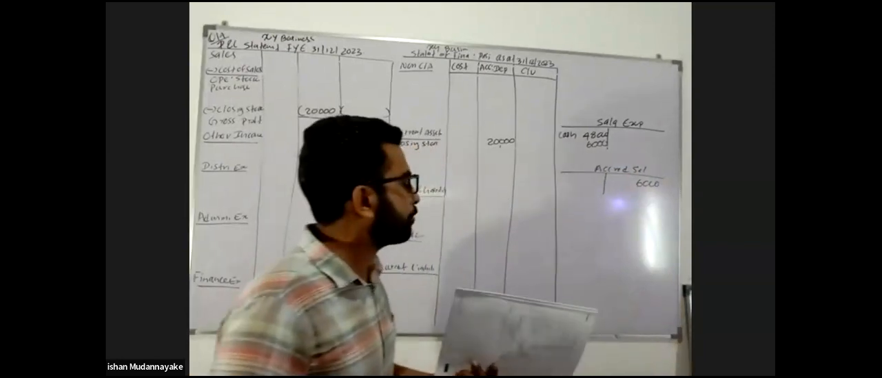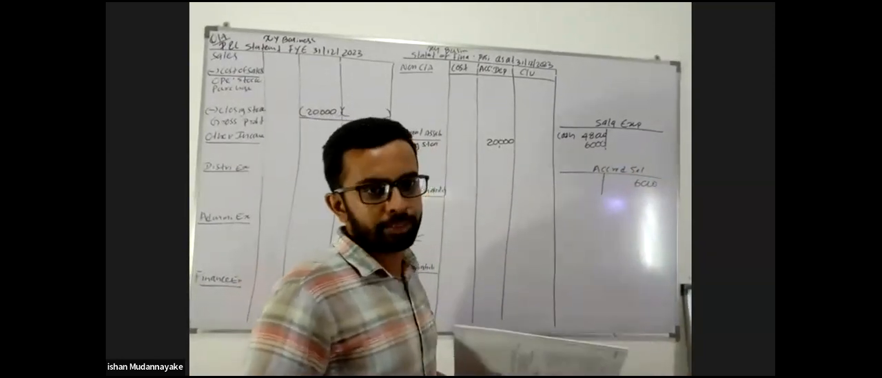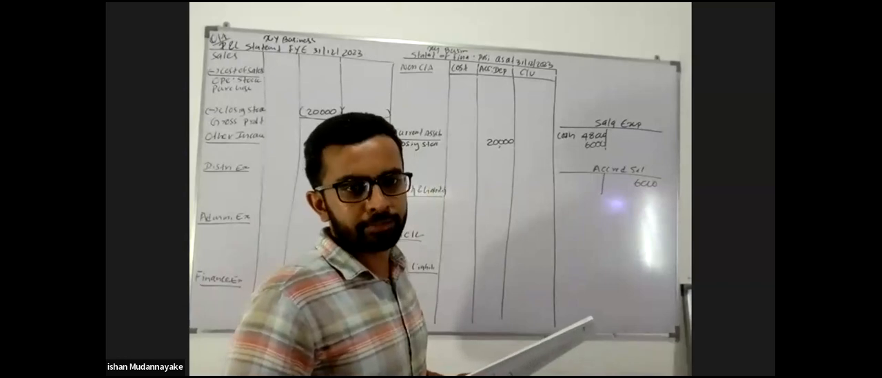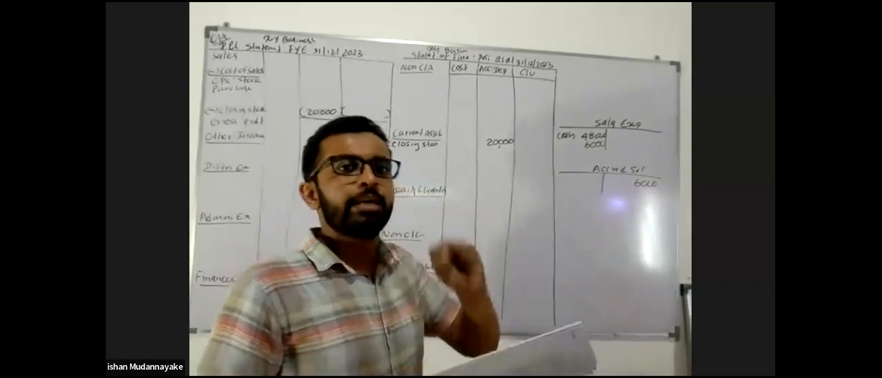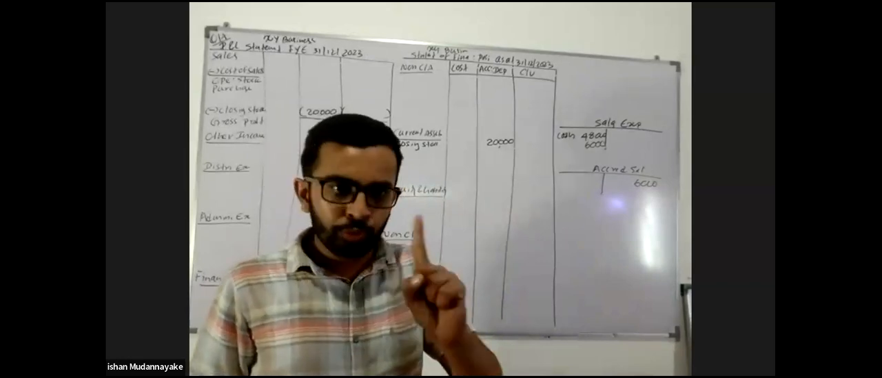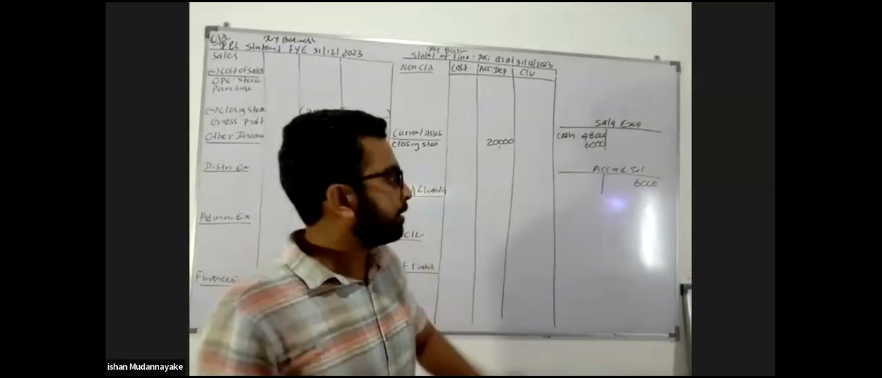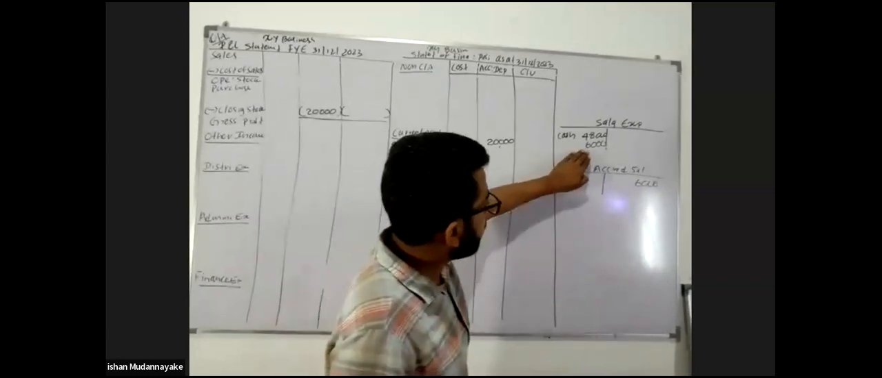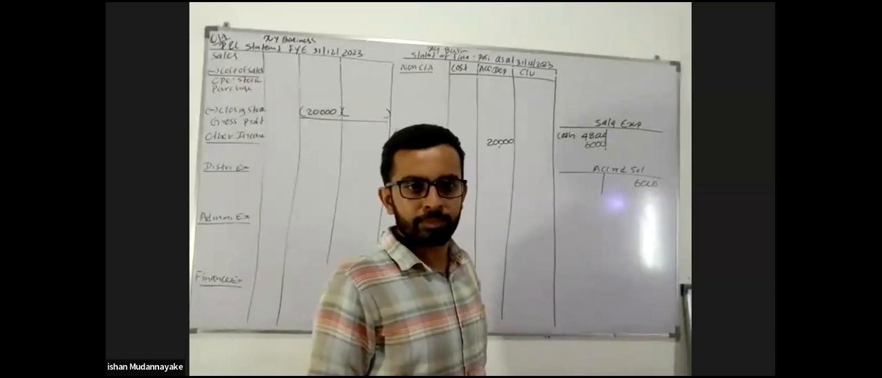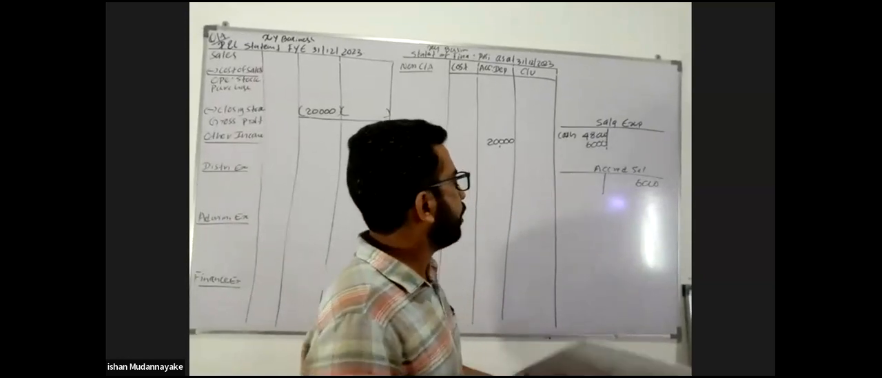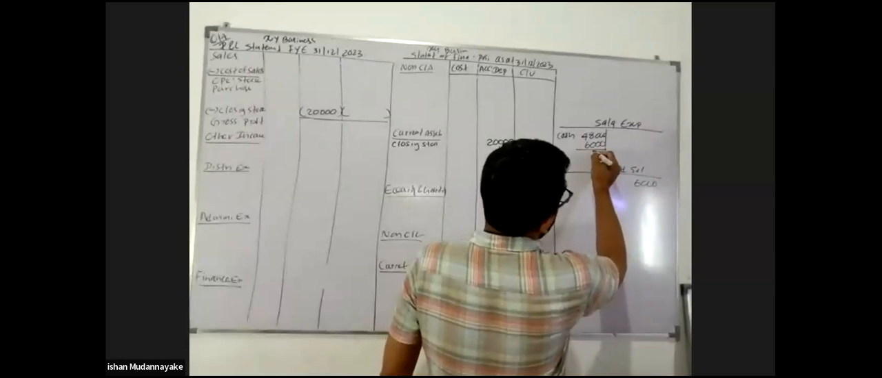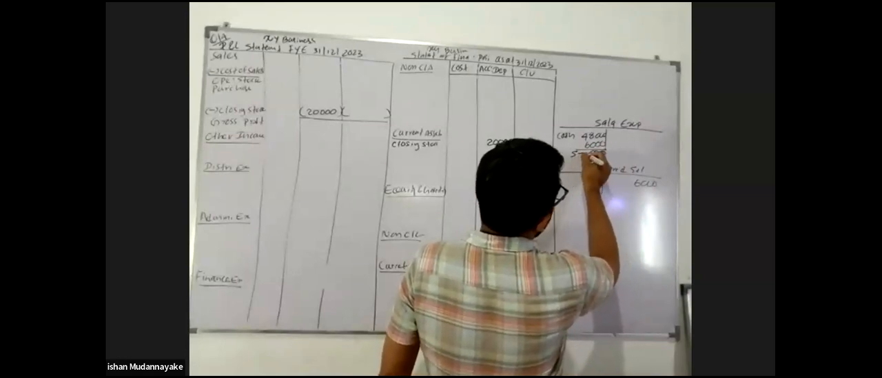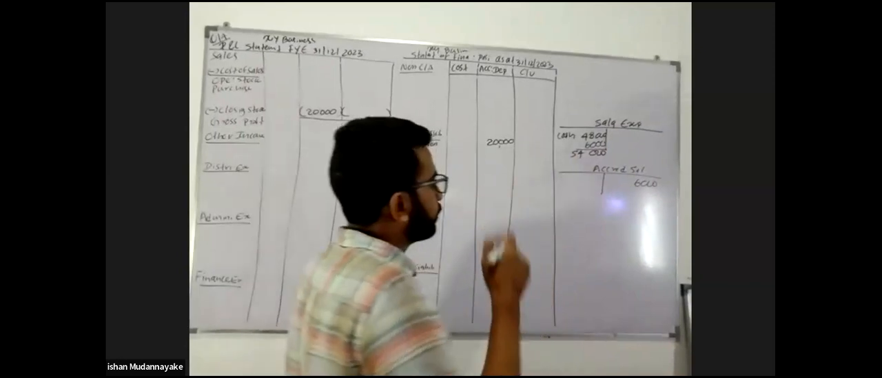For all the additional information, we need to pass double entries. This is a double entry: salary expense account debit, accrued salary account credit. Right now, how much is the total salary expense of the business? 54,000. 54,000 is the total salary expense.